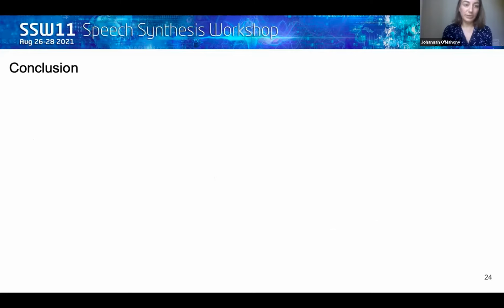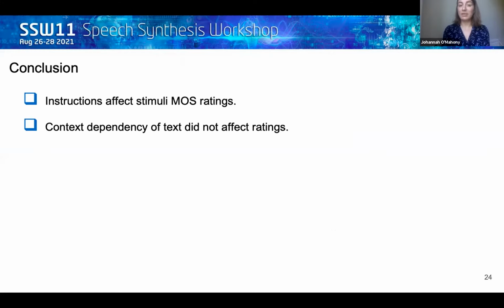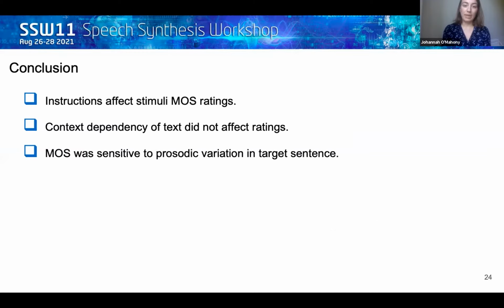So in conclusion, we found that instructions do affect MOS ratings. And so it's quite important that we always mention what kind of instructions we give to our participants when we're performing such experiments. We didn't find an effect of context dependency, but again, text could possibly still be a factor that they're taking into account with appropriateness. We found that the MOS paradigm is still sensitive to prosodic differences, but as you saw, both the canonical and non-canonical form were both rated highly in context, which we didn't expect. And as you probably also saw, the differences between those two in context was a lot smaller.